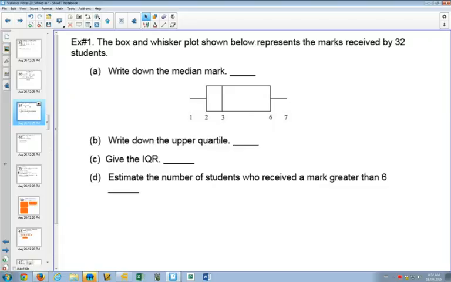Upper quartile would be 6, because the upper quartile is right here on the edge of our box. Interquartile range is the length of the box part. Going from 2 to 6 would be 4.